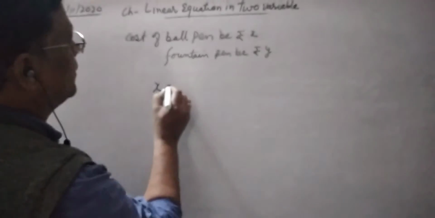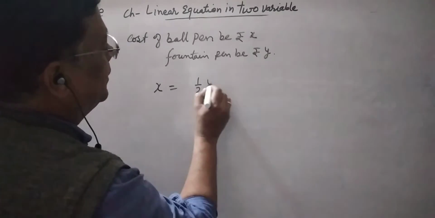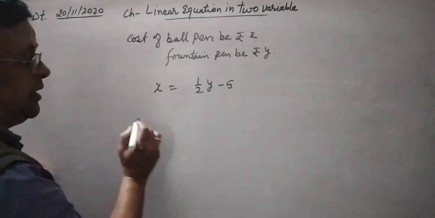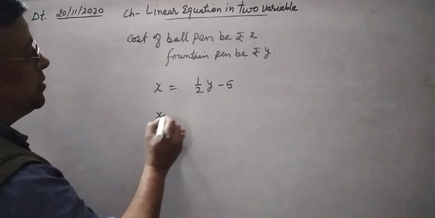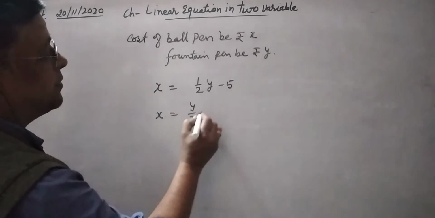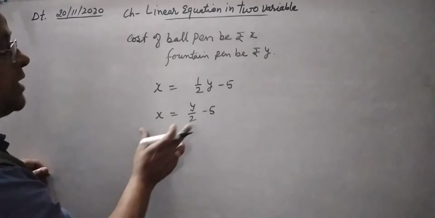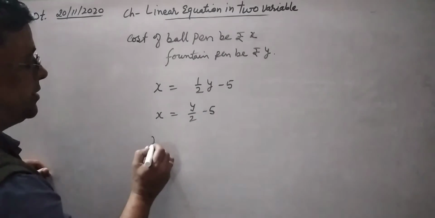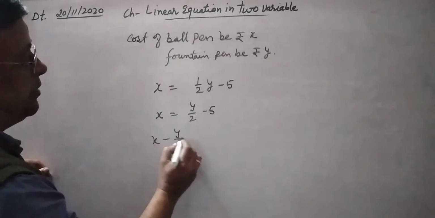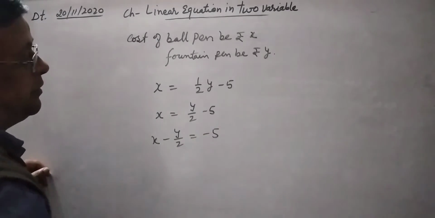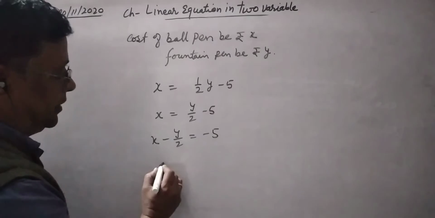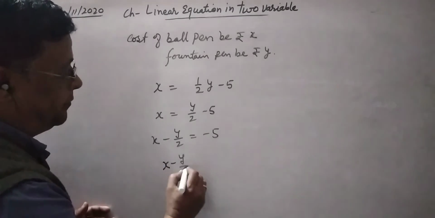So X equals half of Y minus 5. This is a linear equation in two variables, X equals Y by 2 minus 5. You can express this in standard form. So you bring everything to one side: X minus Y by 2 equals minus 5. This way we can express it as a linear equation in two variables.